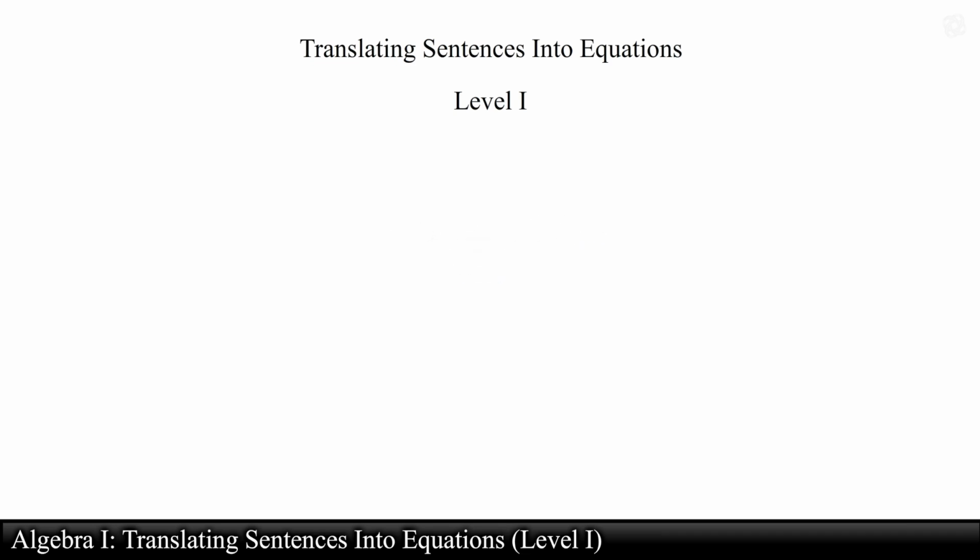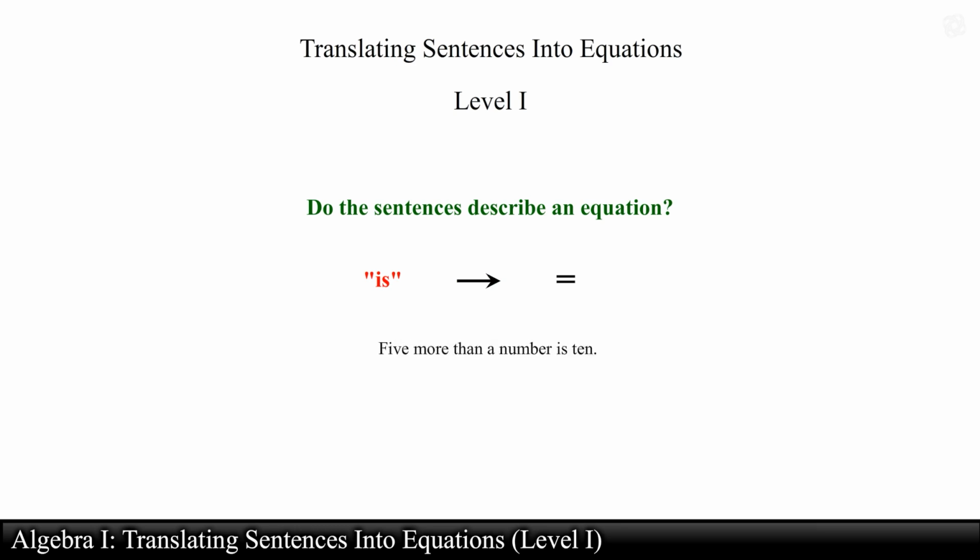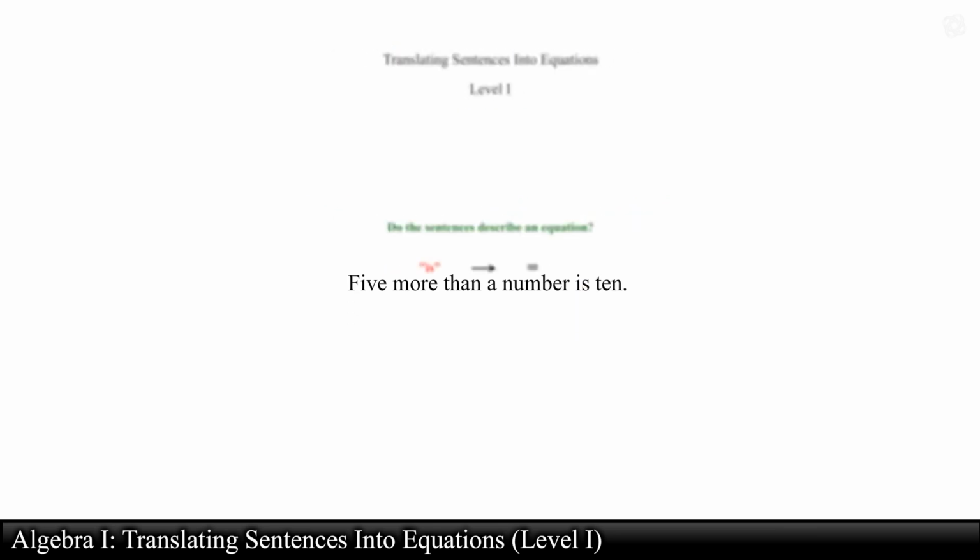Not only do we need to translate words into algebraic expressions, we also need to determine if the sentences describe an equation. Usually, the telltale sign that you are face to face with an equation is by scanning the sentence for phrases containing the word is, as in 5 more than a number is 10. After reading this sentence, we find the key word is. This means that we are face to face with an equation, so we must not forget to include an equal sign in our final expression.